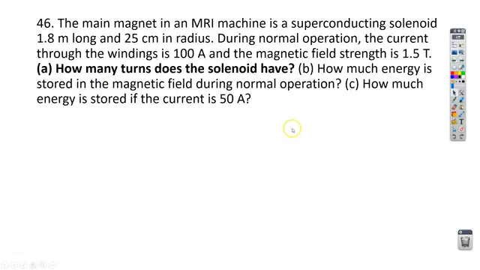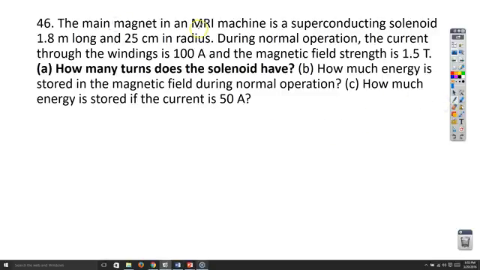The next one is number 46. This one's a little bit longer, but I think it's a little bit more applicable to what a lot of you want to do. The main magnet in an MRI machine is a superconducting solenoid. It's 1.8 meters long and 25 centimeters in radius. During normal operation, the current through the windings is 100 amps and the magnetic field strength is about 1.5 Tesla. So the first thing they want us to do is how many turns does the solenoid have?